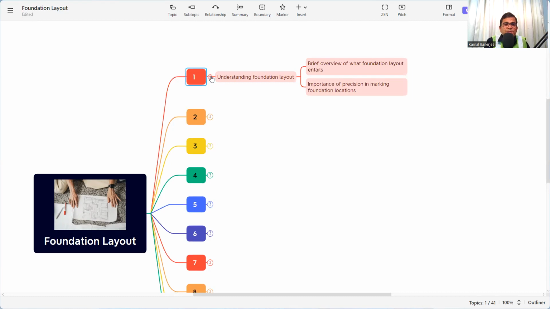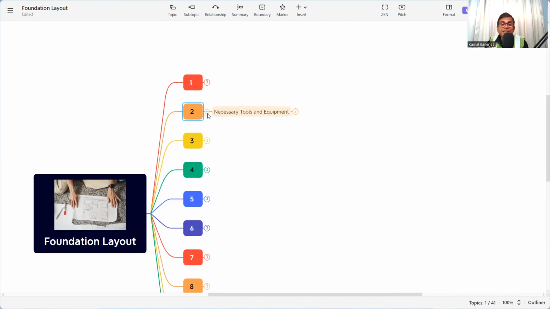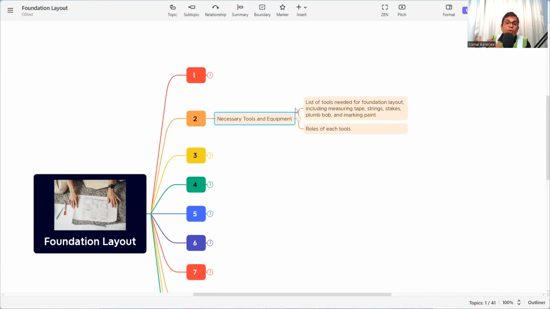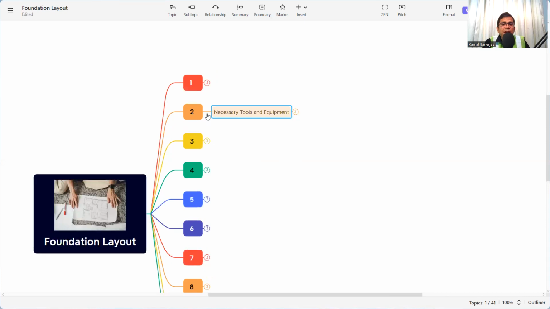The first thing you need to check is what type of structure, what type of foundation, and what the geometry is. The next thing is the necessary tools and equipment. You need to list out the tools and equipment required to lay out the plan at the site, and find out where we can get them. Before starting any activities, you need to find out the tools: measuring tape, strings, stakes, plumb bob. Now we are all using the total station, so you need to ensure that the total station is available, and the role of each tool, how it will be used at site to lay out the foundation. You need to keep these things in mind and be very careful whenever you are doing a foundation layout or building layout.